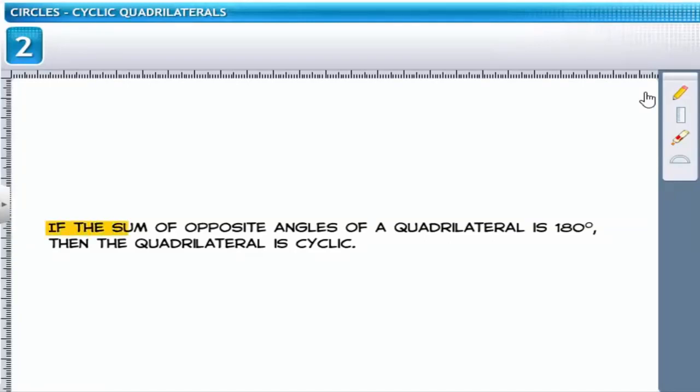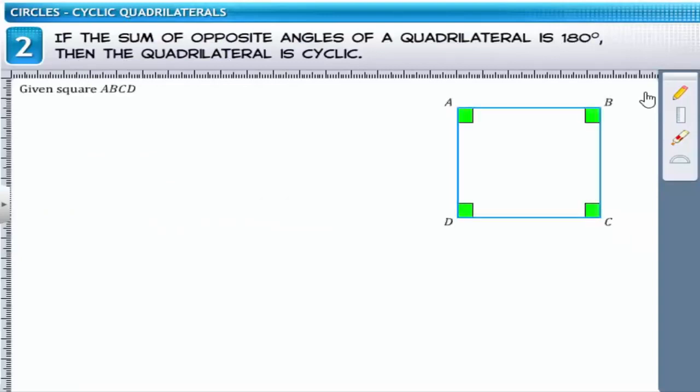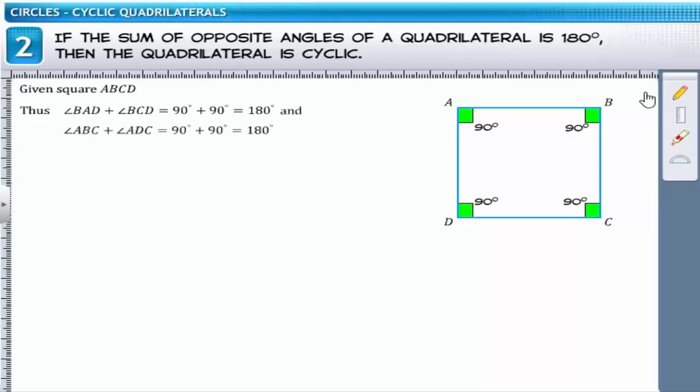You can also illustrate the theorem that if the sum of opposite angles of a quadrilateral is 180 degrees, then the quadrilateral is cyclic. Here is a simple quadrilateral, a square ABCD. We know that all angles of a square are equal to 90 degrees. This means that the sum of its opposite angles is equal to 180 degrees. Let us see if we can draw a circle that contains all its vertices.